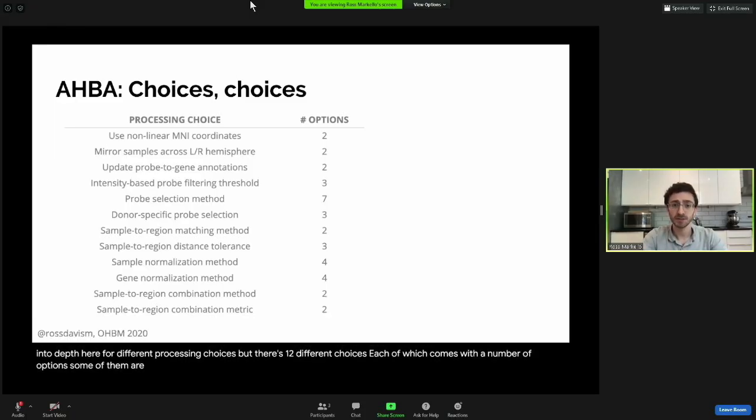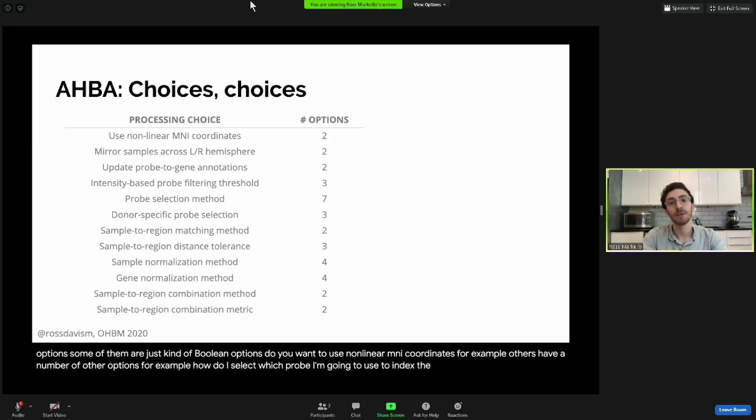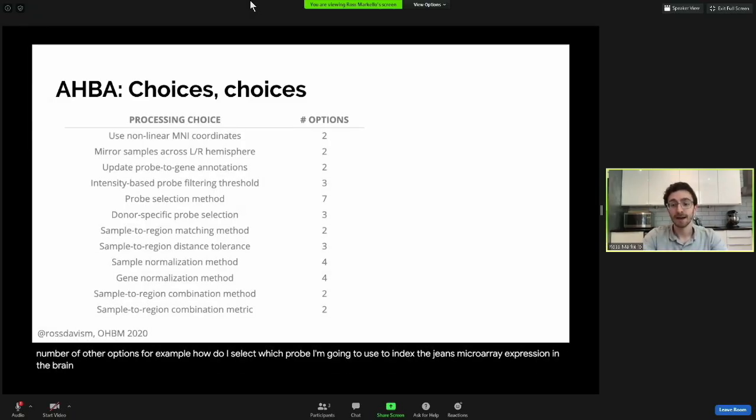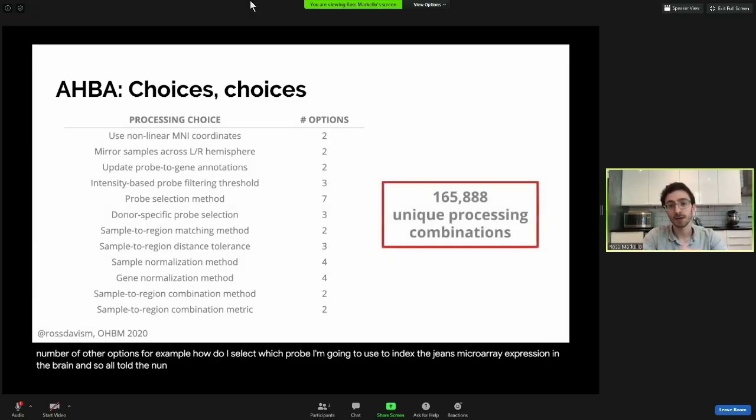Some of them are just kind of Boolean options. Do you want to use nonlinear MNI coordinates, for example? Others have a number of other options. For example, how do I select which probe I'm going to use to index the gene's microarray expression in the brain? And so all told, these options total into over 165,000 unique processing pipelines that researchers could use to process the data provided by the Allen Human Brain Atlas prior to their analyses.